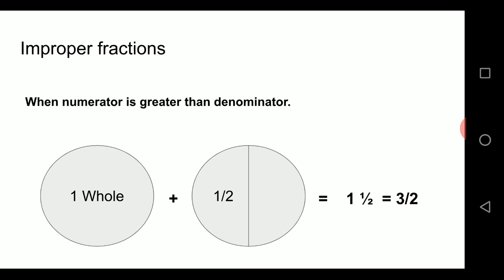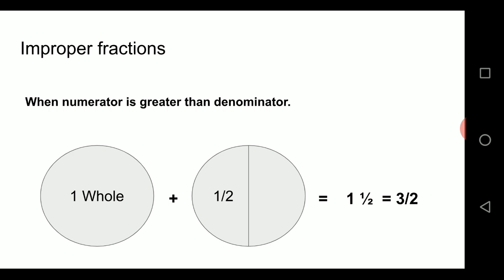But what happens is now you have one whole and you added one half to it. So now you have one and a half, and this together will make three halves. It makes 3 by 2, which is more than one. That is why these kinds of fractions are known as improper fractions, and it will be clear when you see them on the number line.